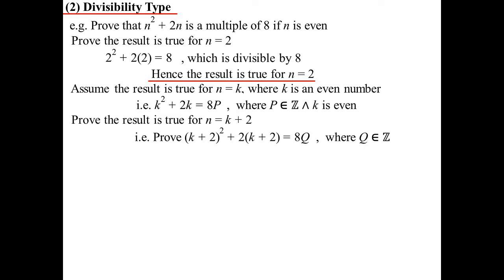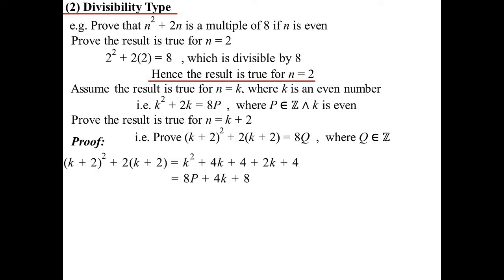Prove it for the next even number. So not k plus 1 this time, k plus 2. That's what we're trying to prove. Okay. Expand it all out. I've got 8p plus 4k plus 8. Remember, I'm trying to pull 8 out as a common factor. So when I do that, I get k on 2.